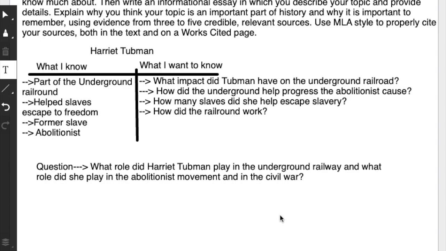Now, we want to make sure that we're also thinking about, as we're doing our research, why this person or this event is an important part of history and why it's important to remember. That's the ultimate goal of our essay, is to disseminate that information and to identify who this person was and what their importance is in history.